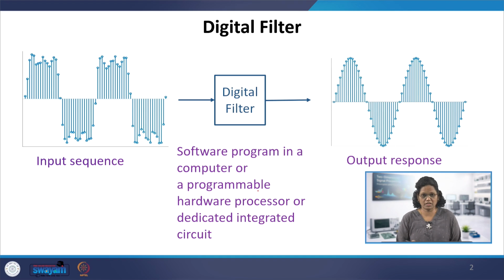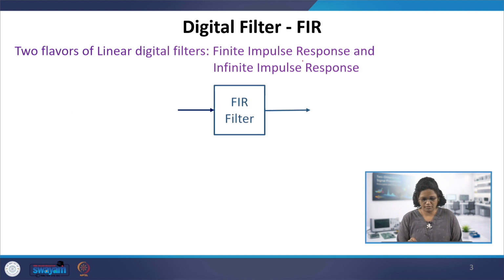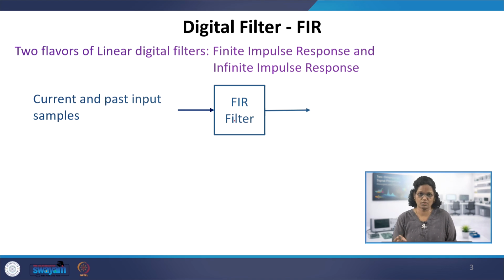It can be a DSP or an FPGA; it's going to be an integrated circuit when we mean a digital filter. This digital filter can be of two types, FIR and IIR. This week we'll take FIR for the design, and then we'll move on to the IIR filters.